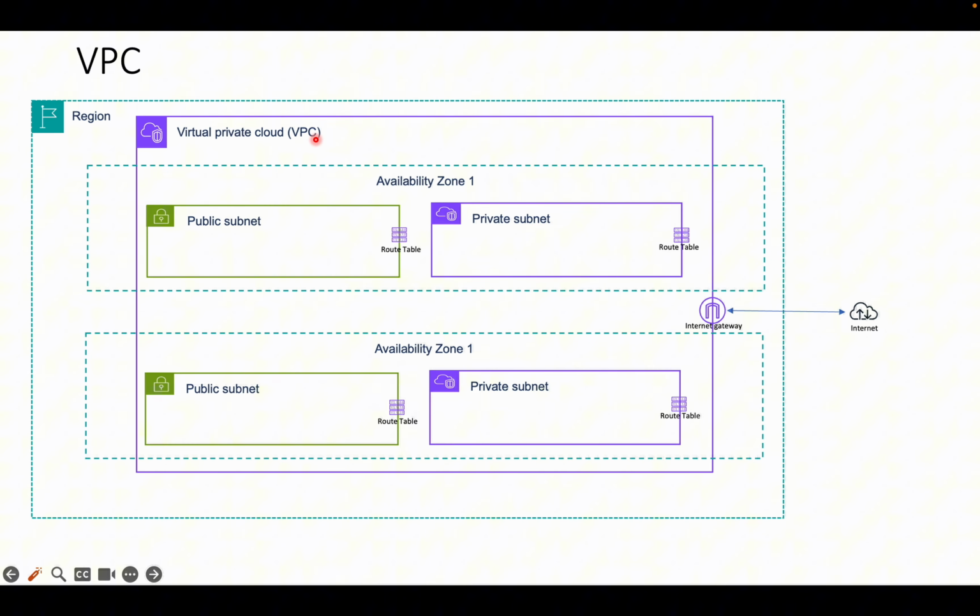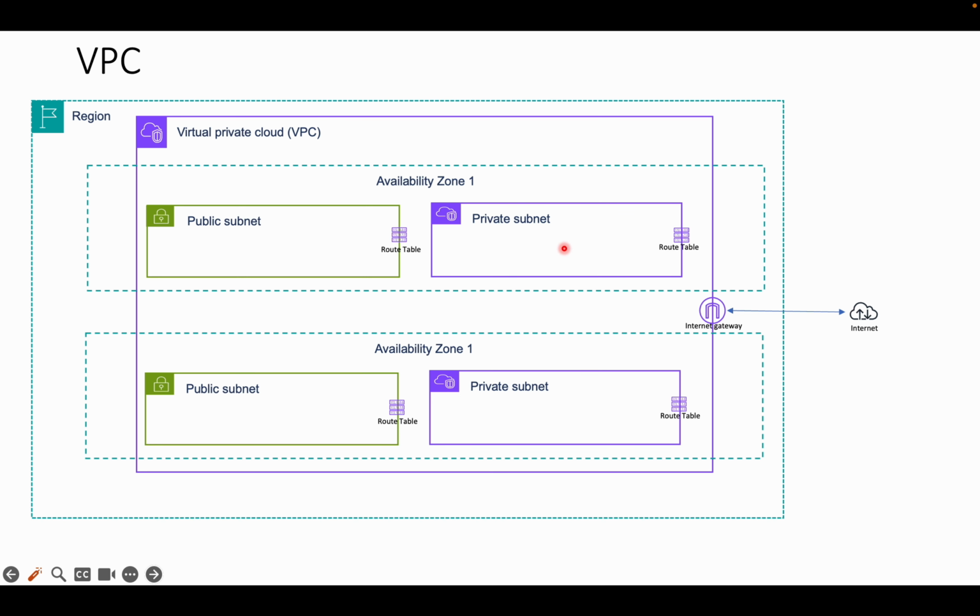Virtual private clouds are private networks which a user can define on one or more availability zones. In this example, there is a virtual private cloud which is hosted on availability zone 1 and availability zone 2, and each zone is hosting subnets. A subnet is part of the virtual private cloud, and there are two types of subnets. One is a private subnet and another one is a public subnet.